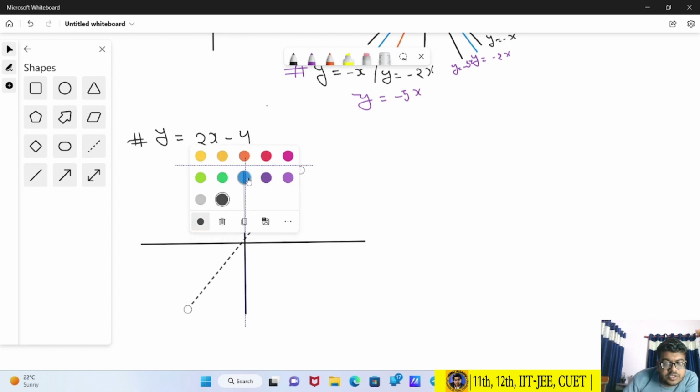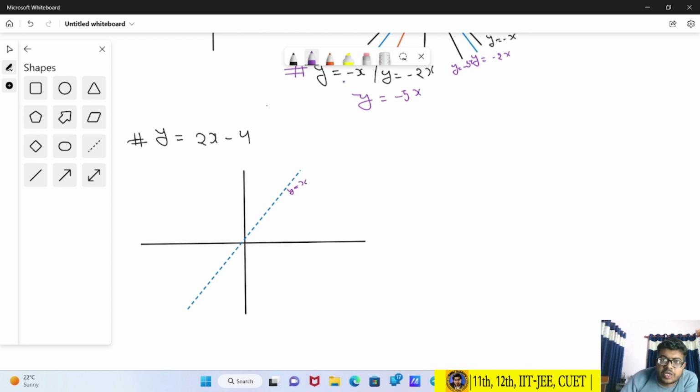This is y is equal to x. Now we draw y is equal to 2x. In the previous graph we already discussed how we draw y is equal to 2x. So this is y is equal to 2x. Now we draw y is equal to 2x minus 4, so 4 less. So we come to this point 4 less, suppose this is minus 4.